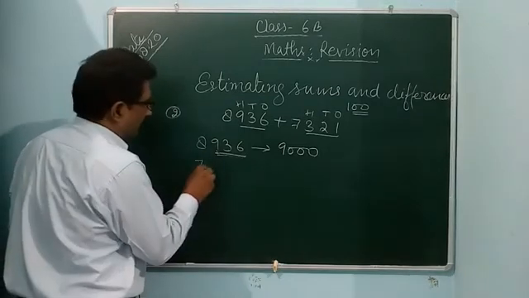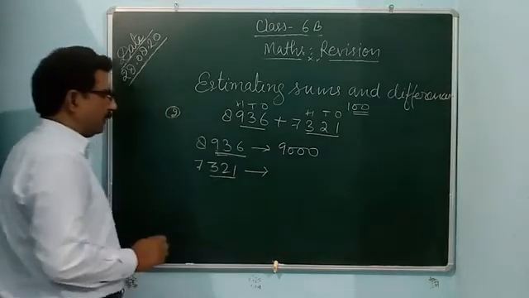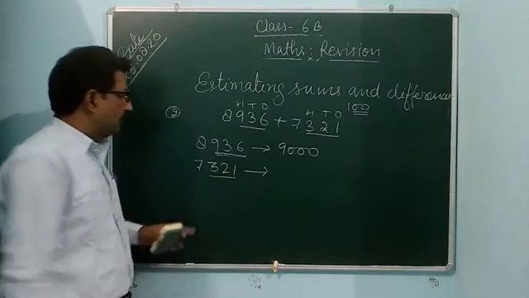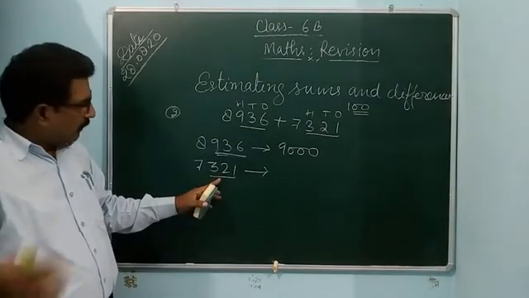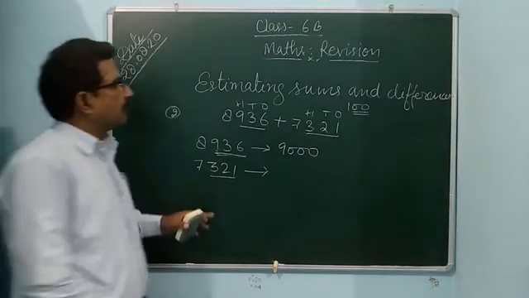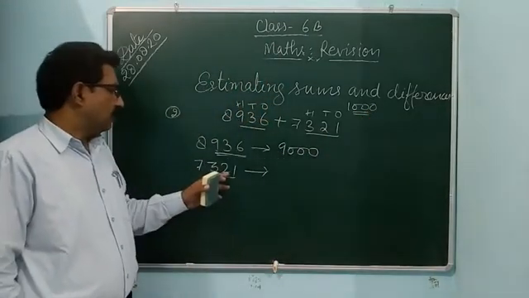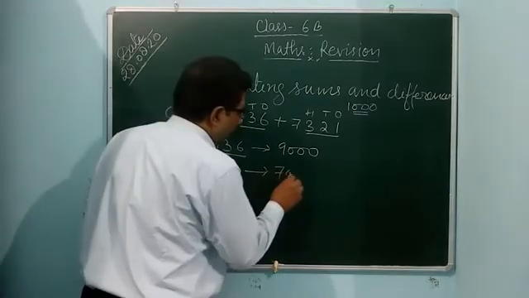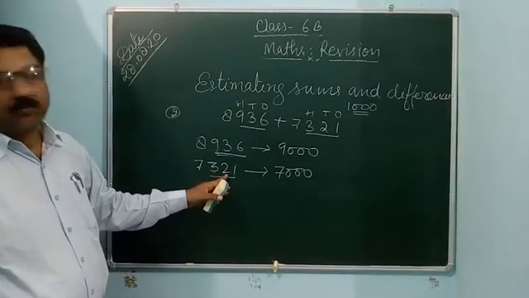And 7,321. See, the 3 digit: 3 is less than 5, or you can say all the numbers less than 500. So it will be the less place. As taking 1000, this is a 1000, as round off 1000, so it will be 7,000, because 321 is less than 500. It will be 7,000.